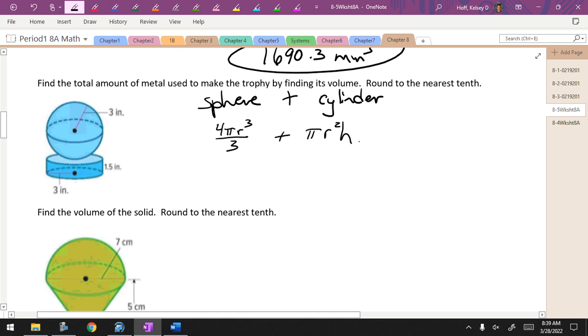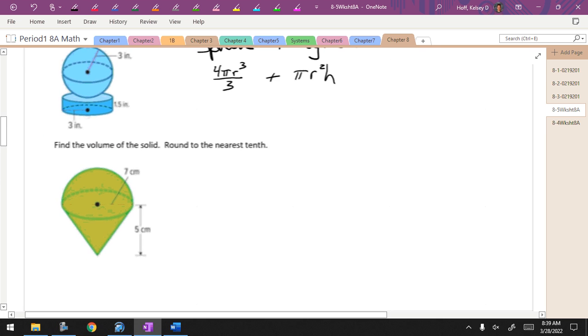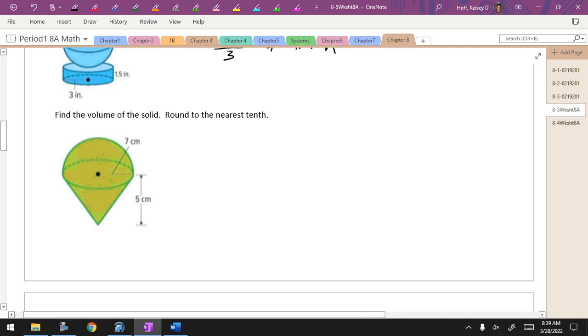Very good. Okay, we're actually not going to calculate that one. I just want you to have those formulas written down. Okay? Let's go to the next one. What shapes do you have on this one?